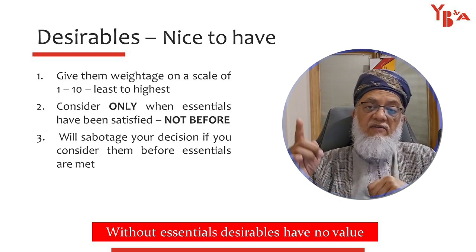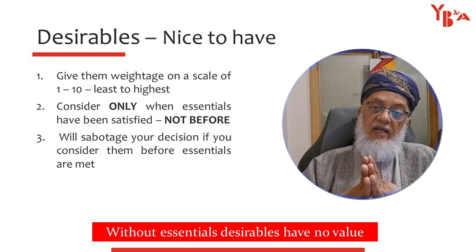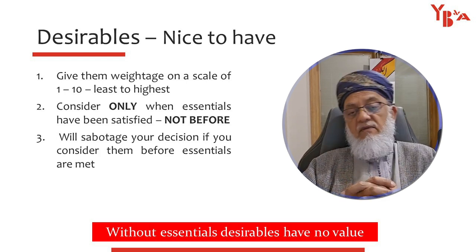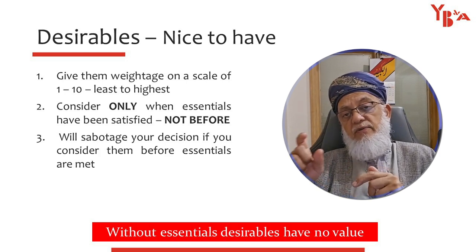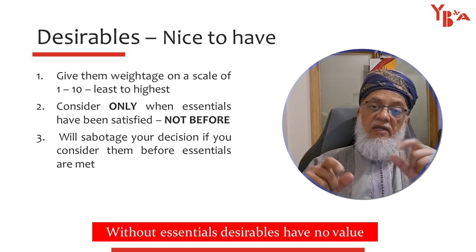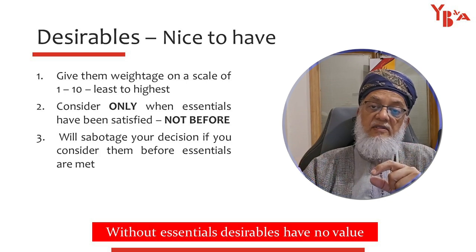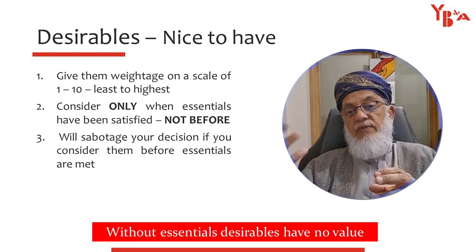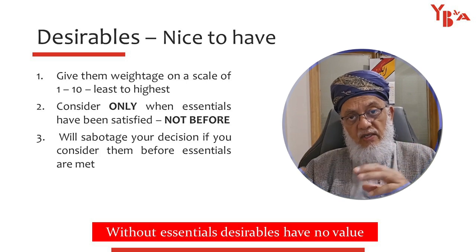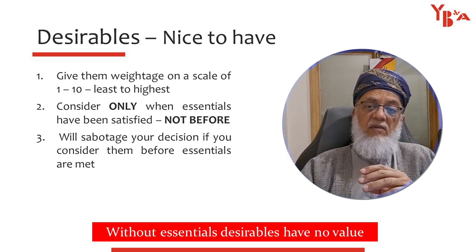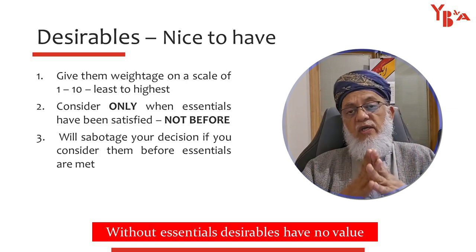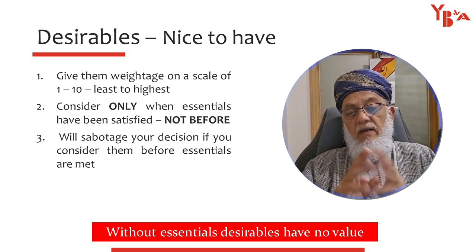So 3 and 4 is 7, 7 and 9 is 16, right? 7, 9, 16. So this particular option has 16. The other option has say 10. So therefore, I picked the one which has 16. So it has the desirable weightages added up, give you a number, and that number is what you are going to use to come to a decision.